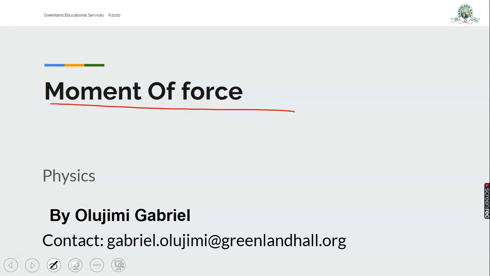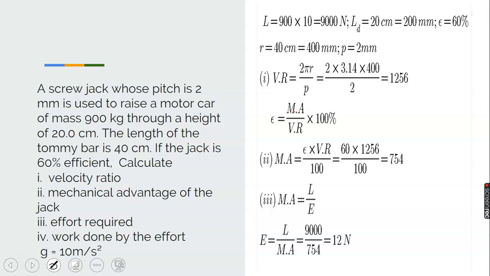But before we go into that, here is the correction for last assignment about a screw jack whose pitch is 2 millimeters. It is used to raise a motor car of mass 900 kilogram through a height of 20.0 centimeter. The length of the tommy bar is 40 centimeter. If the jack is 60% efficient, calculate the velocity ratio, mechanical advantage of the jack, effort required, and work done by the effort. You have to take g equals 10 meter per second square.